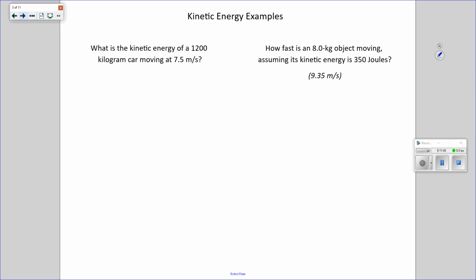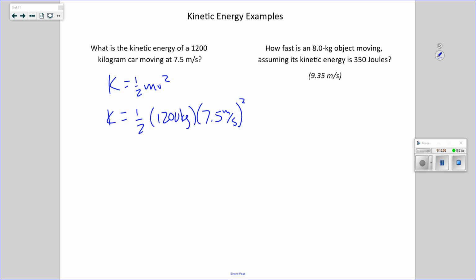Now, a couple of examples. What's the kinetic energy of this car? K is 1/2 mv squared, substituting 1/2 of 1200 kilograms times 7.5 meters per second. Don't forget to square that number. And what do you get? You get a beefy 33,750 joules.